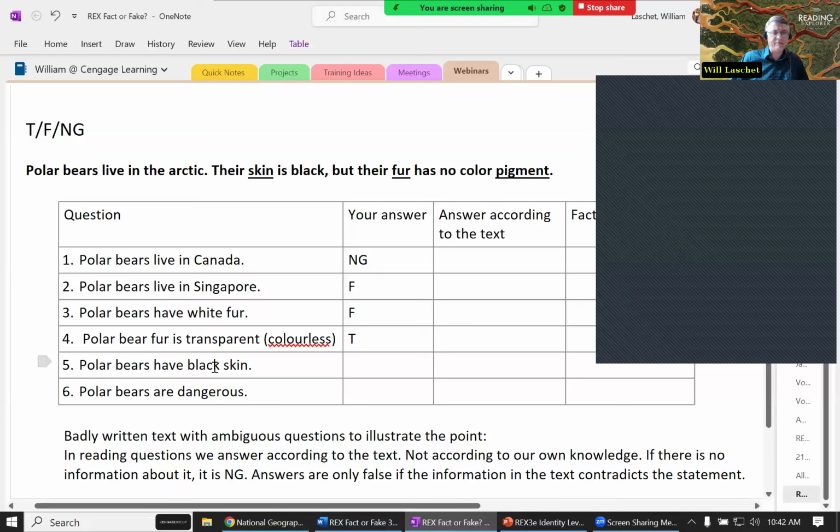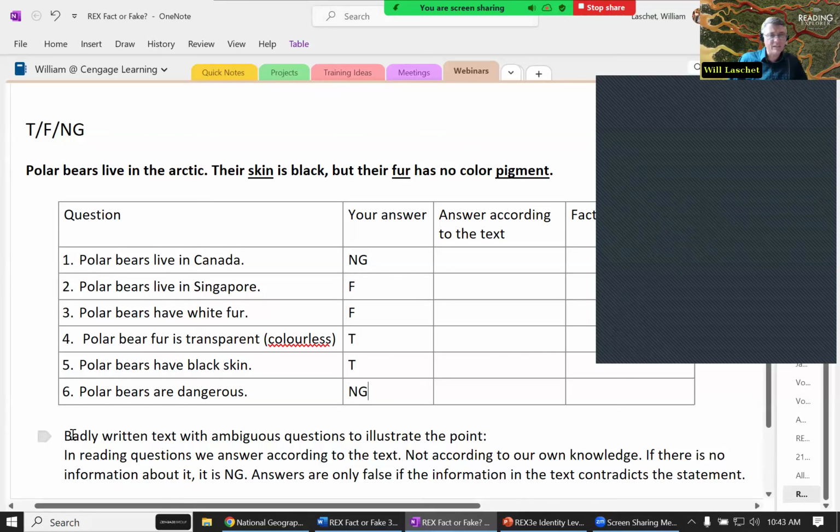Number five, polar bears have black skin. So number five. True, true. Okay, great. And the last one, number six, polar bears are dangerous. Number six. Great. Everyone's going for not given.